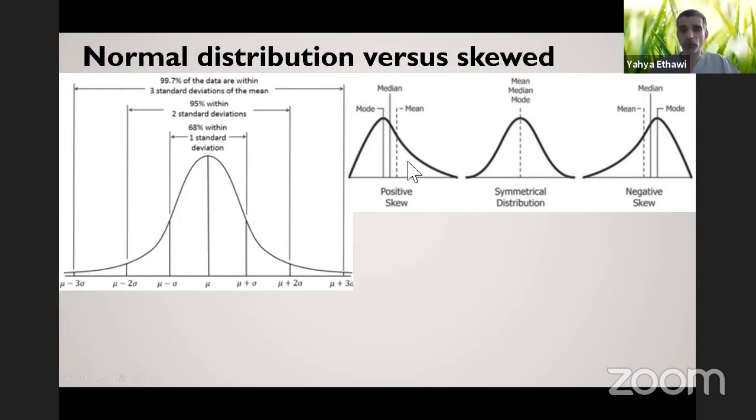When it becomes positive skewed, you see the mean is bigger than the median, because you have more values on one side. So this is normal distribution, a symmetrical distribution. Positive skewed, the mean is bigger than the median. And negative skewed, the mean is less than the median.